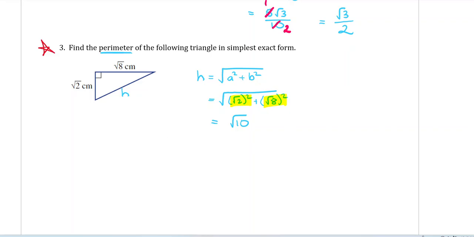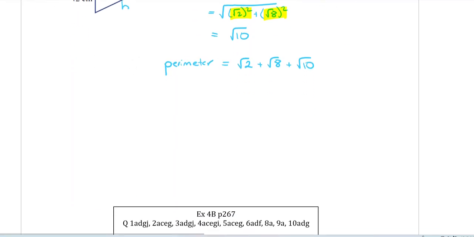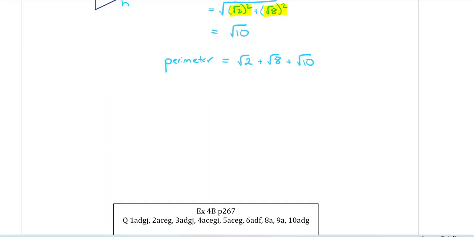The question asked for the perimeter. So perimeter is going to be equal to all the sides of that triangle added together, which is root 2 plus root 8 plus the root 10. Are we done yet? And the answer is still no, because the square root of 8 can be simplified. So I want to simplify my surds as much as possible.